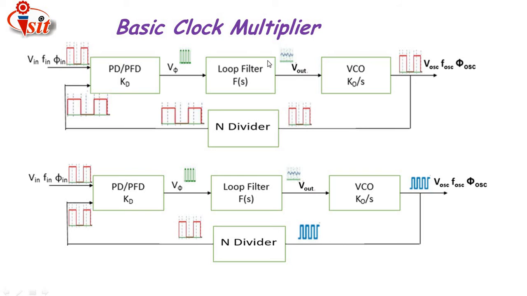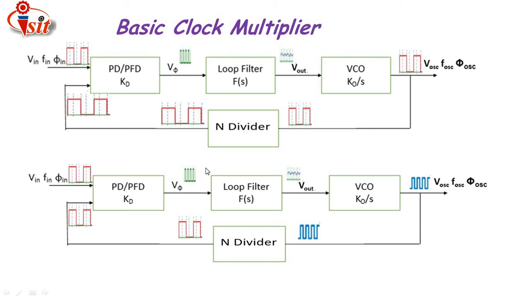Like this. Here again the blocks and functions are similar to the basic PLL diagram. Here is a phase detector circuit, here is a phase frequency detector circuit, then the loop filter, then the voltage controlled oscillator. The voltage controlled oscillator output is given back towards the N divider circuit. The N divider circuit can divide that signal into a number of frequencies, and it is again given as feedback to the input of the phase detector circuit or phase frequency detector circuit.